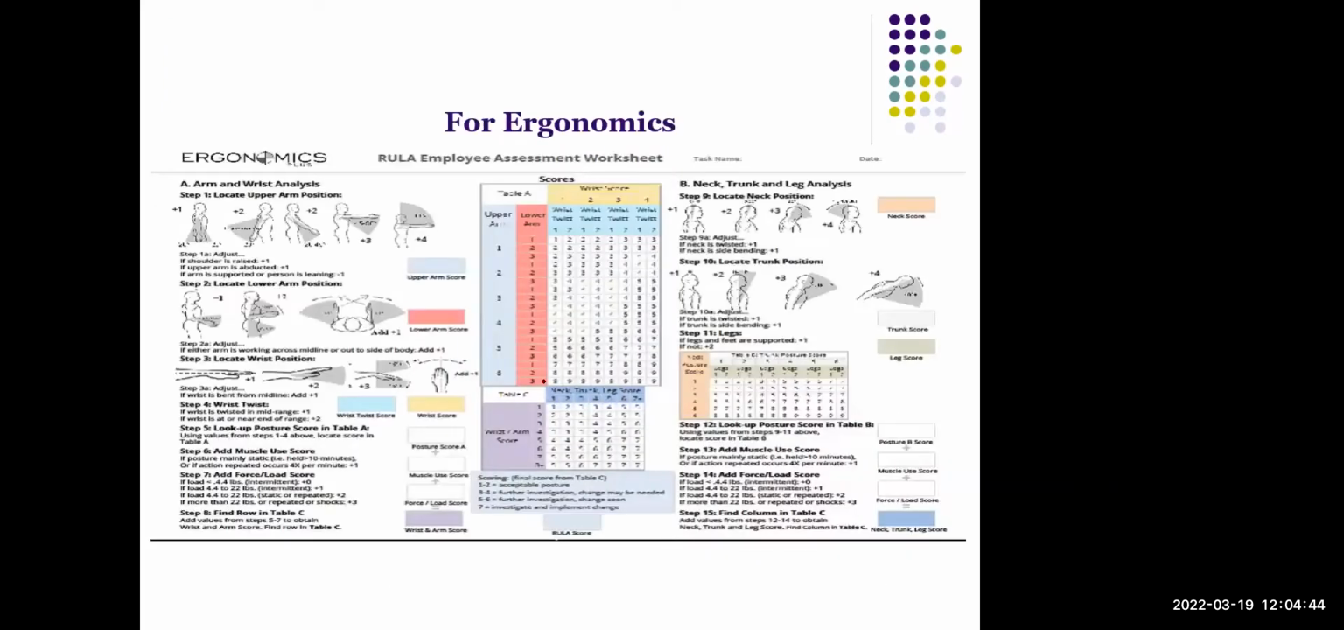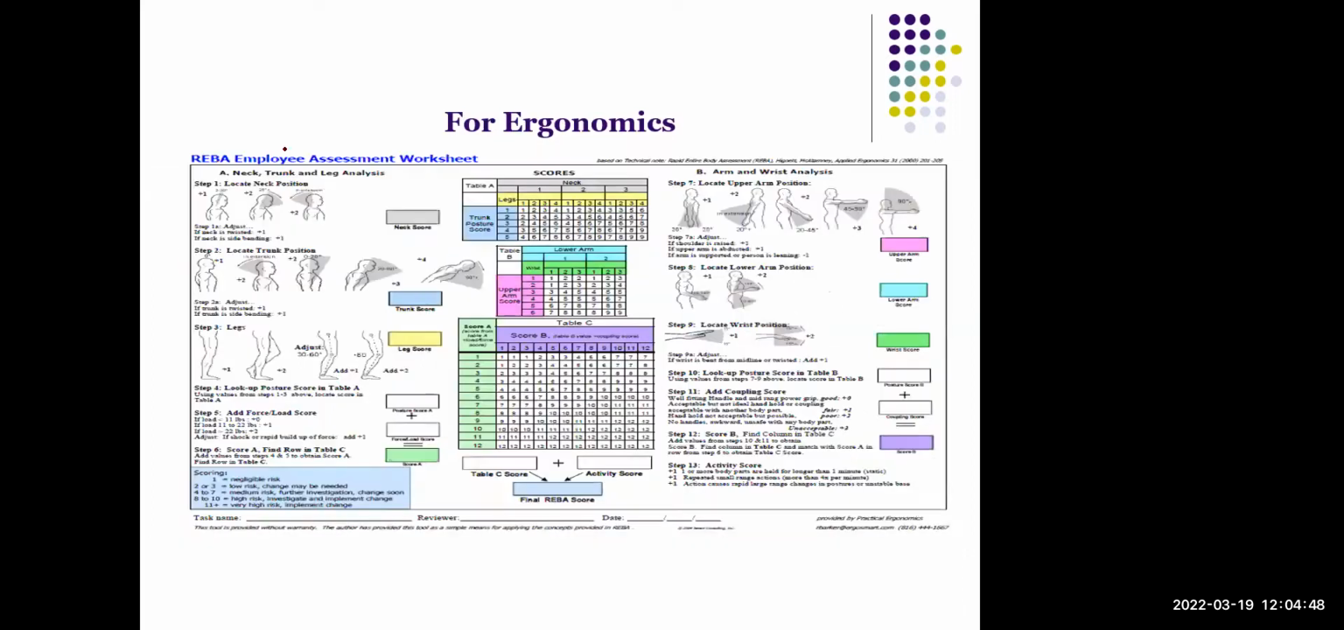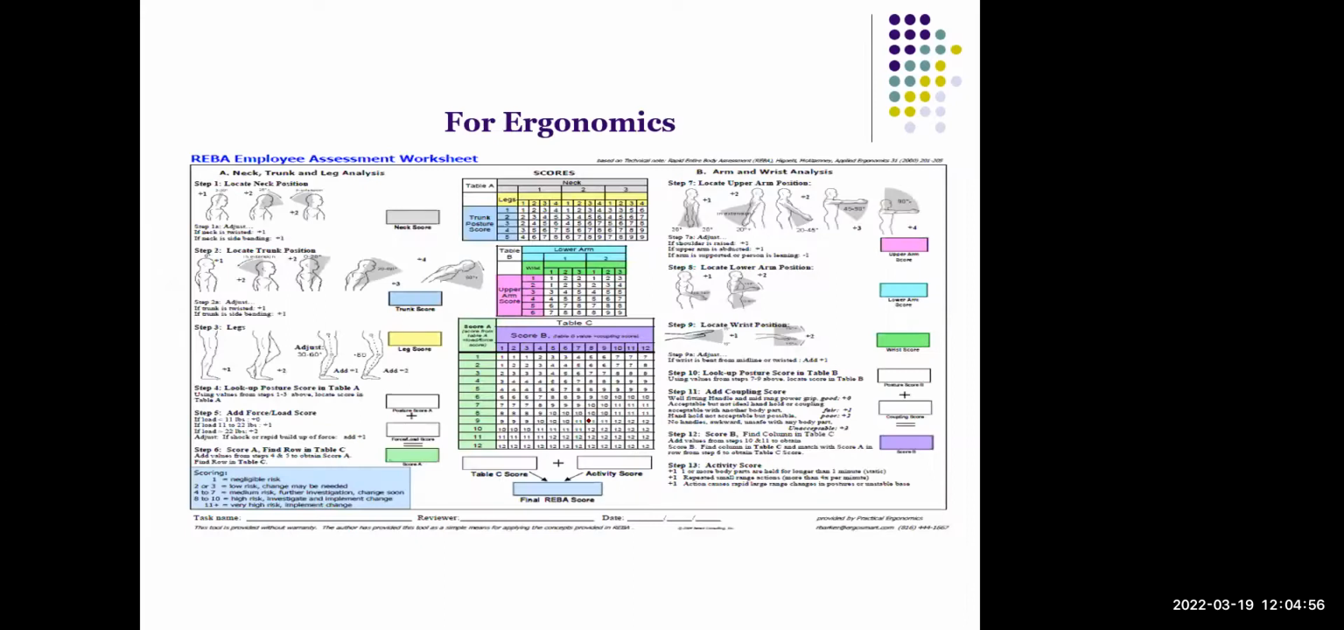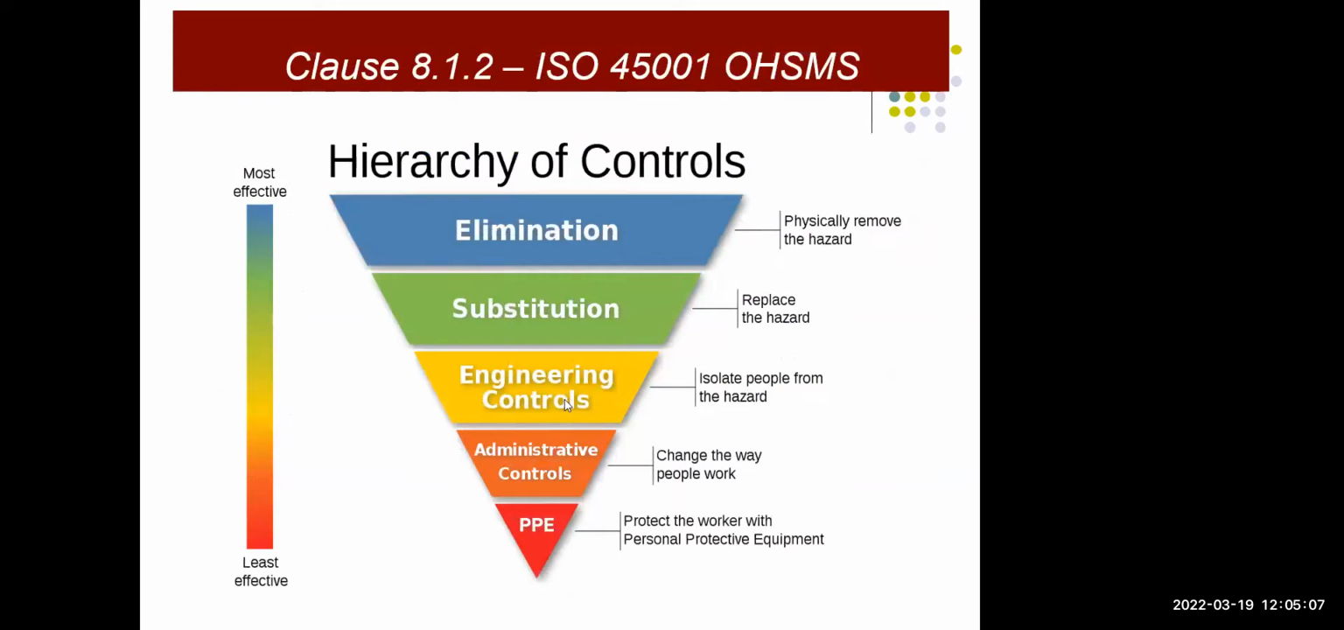These are algorithmic tools called RULA, Rapid Upper Limb Assessment, and this is REBA, Rapid Entire Body Assessment. It can be done by anybody. This looks very complex, but once you start using it, it is not, and the description is available on the net. This is for ergonomics, and many industrial hygienists also use this tool to measure ergonomic risks.